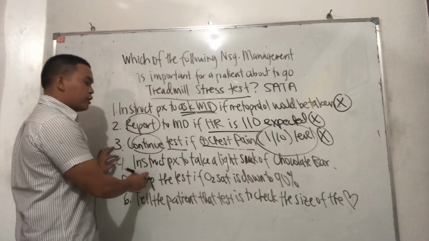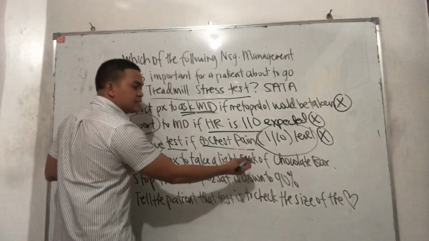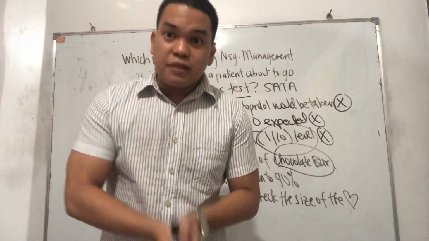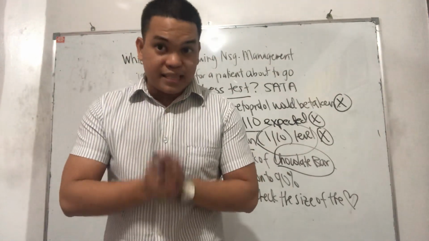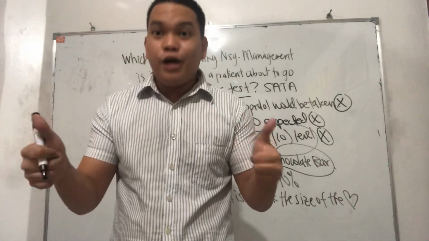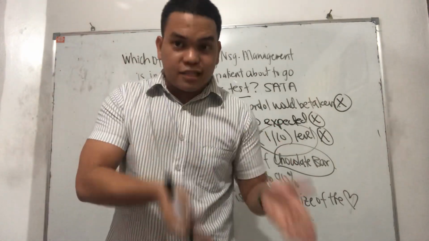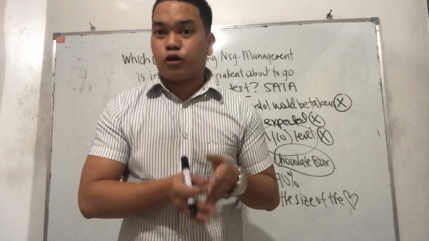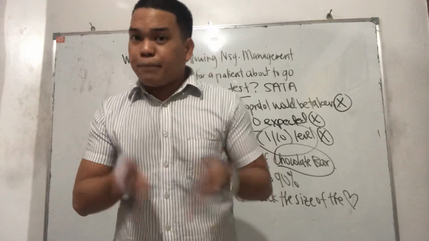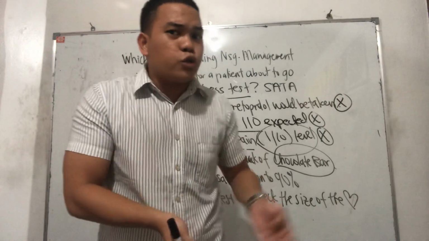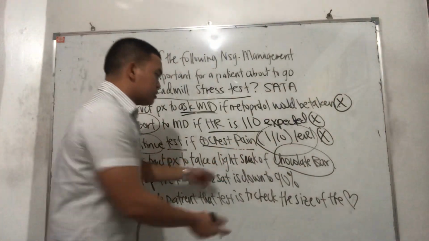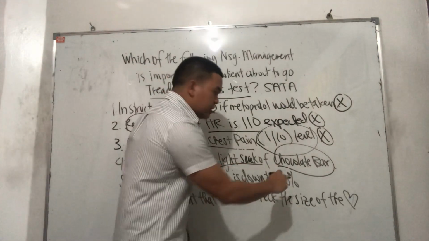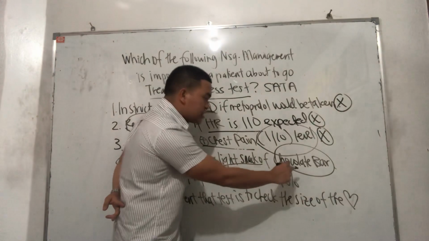Next, number 4. Instruct the patient to take a light snack of chocolate bar. Guys, before the test, the patient can take a light snack. That's correct. No problem. You can give a light snack before the test. Why? Because we want to prevent significant findings that can cause hypoglycemia. And if there's hypoglycemia, that can cause problems during the test. The light snack is correct. But the chocolate bar, guys, is wrong. Why is the chocolate bar wrong?